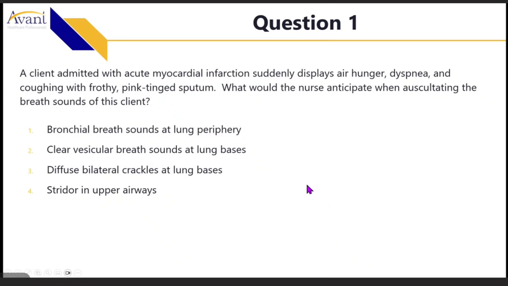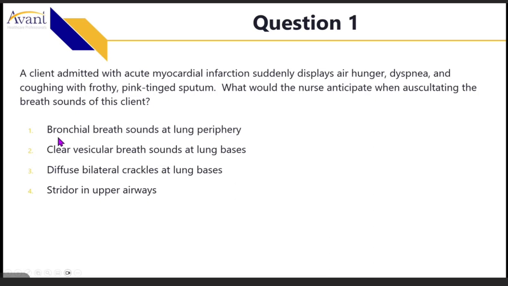A client admitted with acute myocardial infarction suddenly displays air hunger, dyspnea, and coughing with frothy pink tinged sputum. What would the nurse anticipate when auscultating the breath sounds of this client? And so think about, what exactly are they asking me? What's the focus of that? Work through your 6 steps.